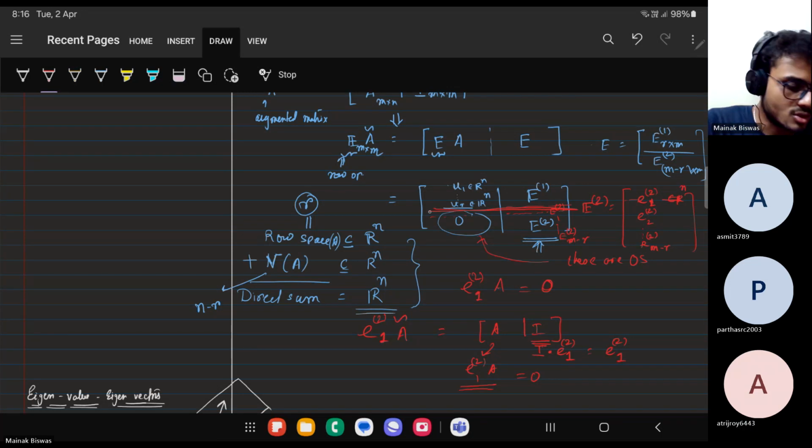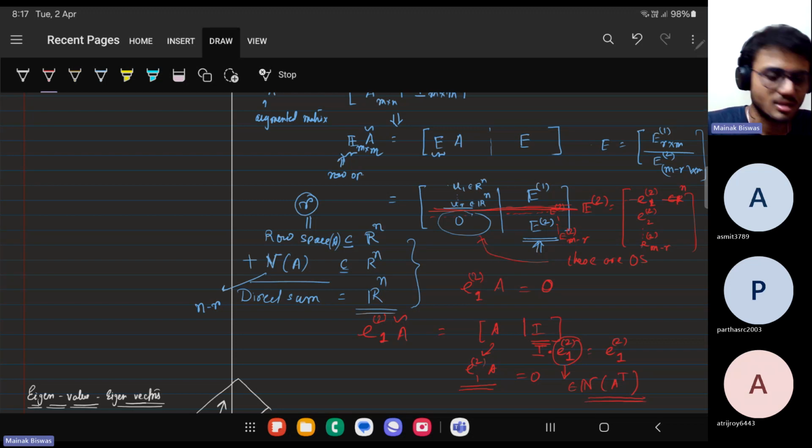So where does E21 belong to? Null space of A transpose, right? Or the row null space. Ax is equal to 0 is the null space. xA is equal to 0 is the row null space.